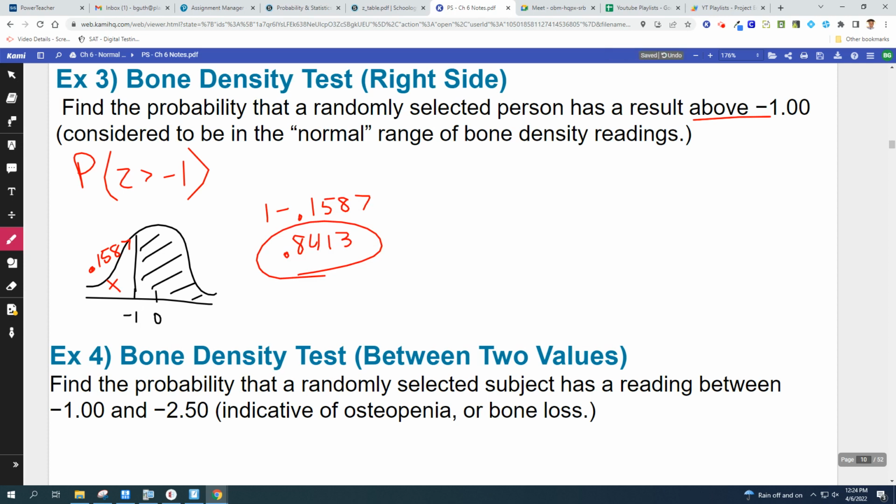And again, if you're going to use your calculator, you're going to say normal CDF. The left side is negative 1, and the right side is something really big, and then 0 and 1. So that's your technology.